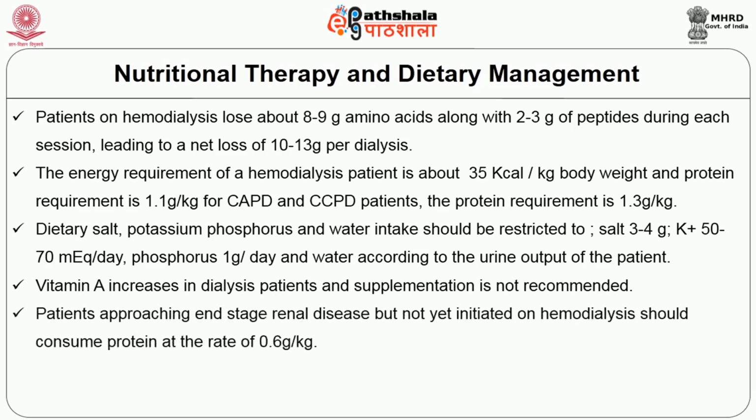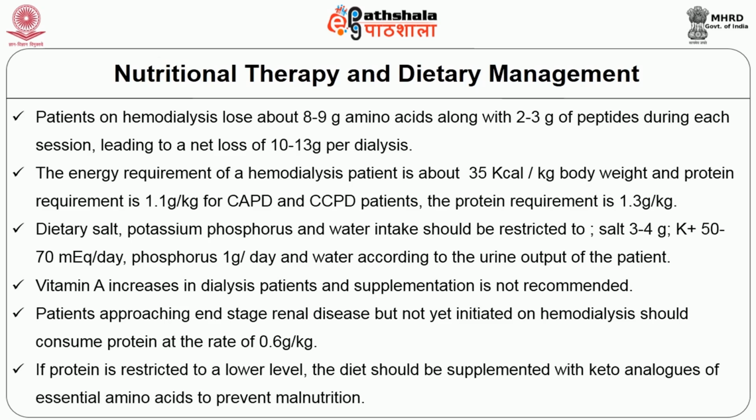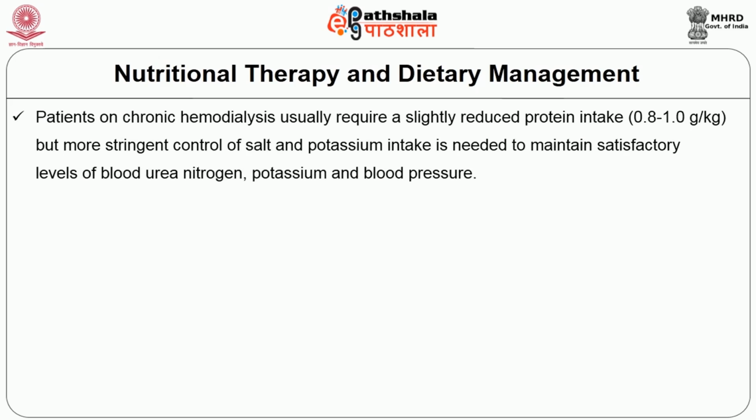Patients approaching end-stage renal disease but not yet initiated on hemodialysis should consume protein at the rate of 0.6 gram per kg body weight. If protein is restricted to a lower level, the diet should be supplemented with keto analogues of essential amino acids to prevent malnutrition. Patients on chronic hemodialysis usually require a slightly reduced protein intake, but more stringent control of salt and potassium intake is needed to maintain satisfactory levels of blood urea nitrogen, potassium and blood pressure.